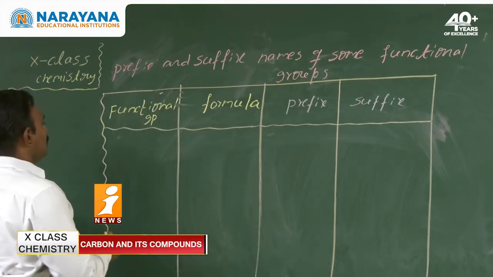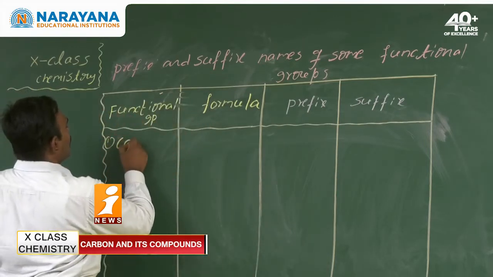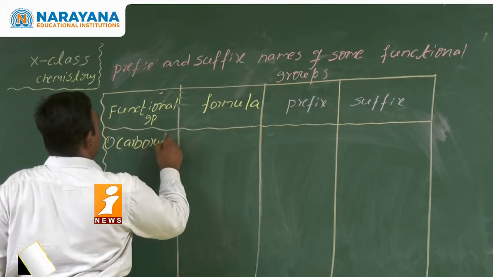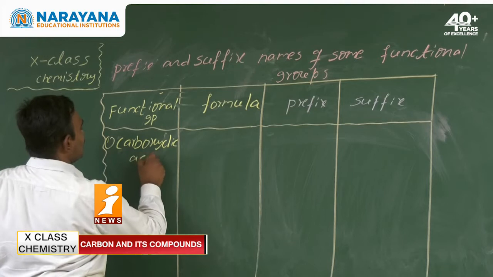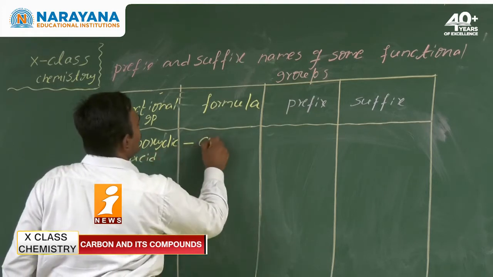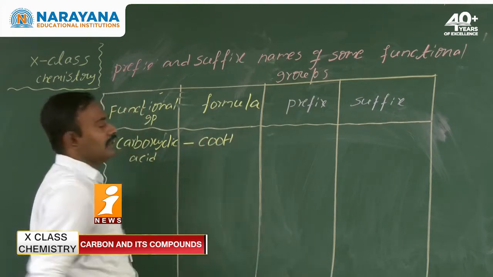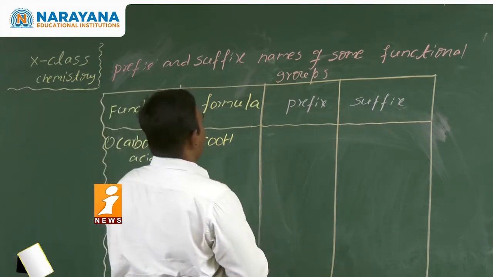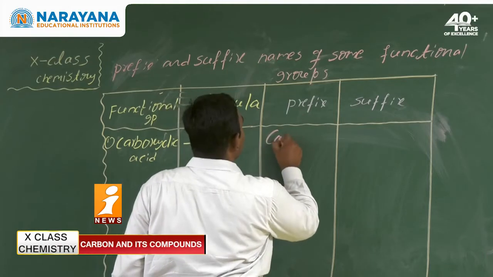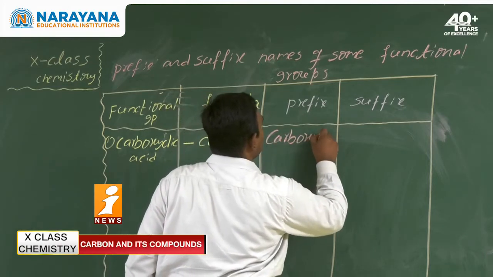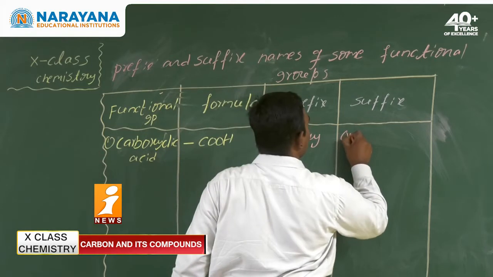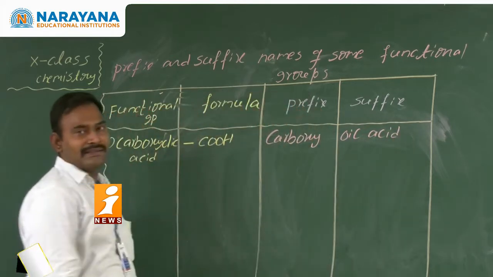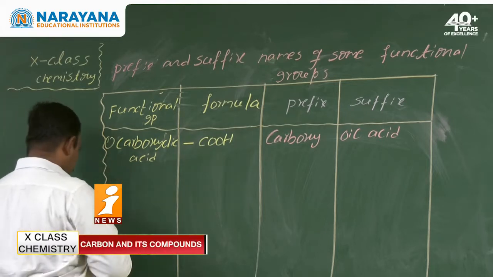Now coming to the first one, carboxylic acid. What is the functional group here? COOH, otherwise C double bond OH. What is the prefix name of the carboxylic acid? Carboxy. What is the suffix name? Oic acid.